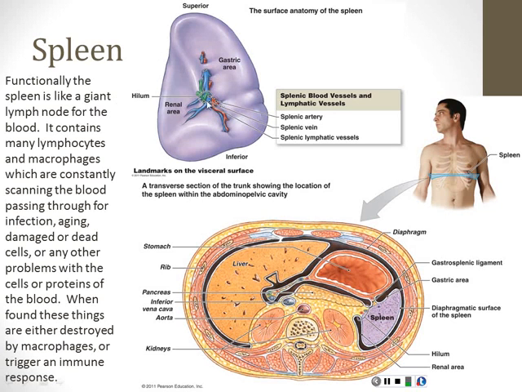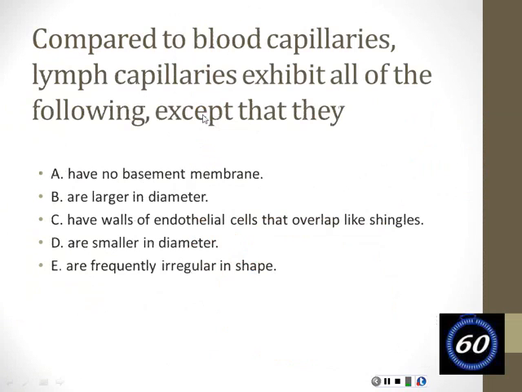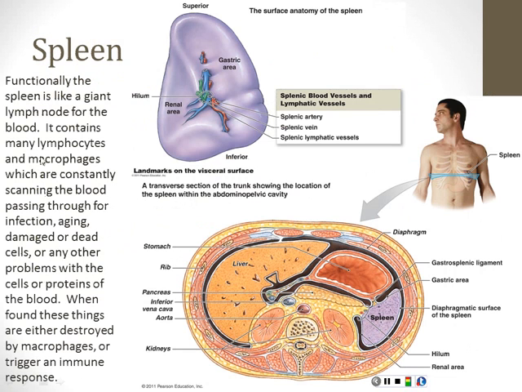So we have arteries and veins that go in. We have some lymphatic vessels that go in and come out. And essentially, blood has to pass by huge numbers of immune cells in the spleen in order to get back out of the spleen. So the spleen is the site for where red blood cells and damaged cells are taken out of the circulation.